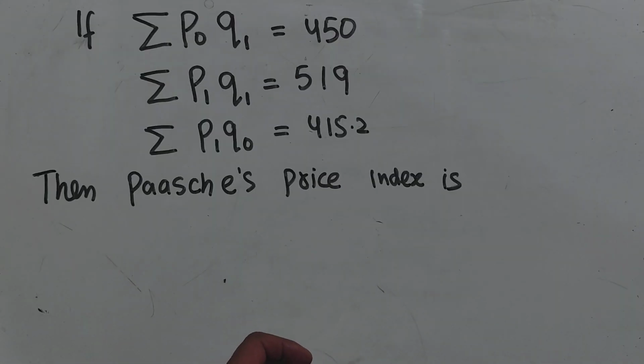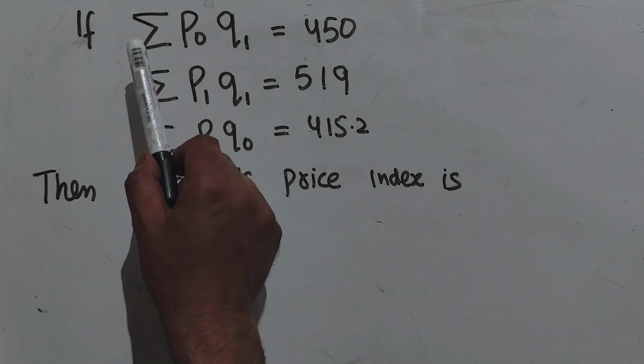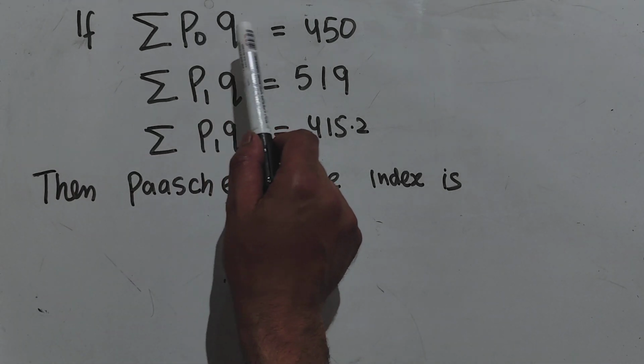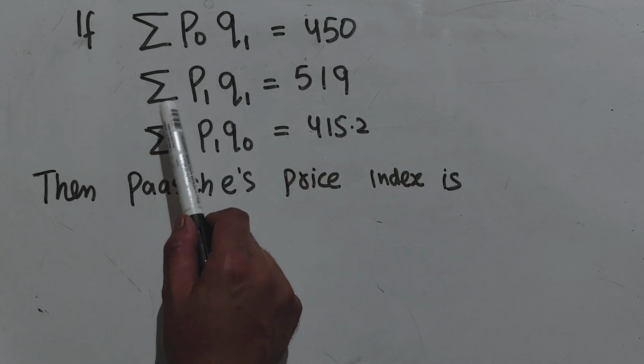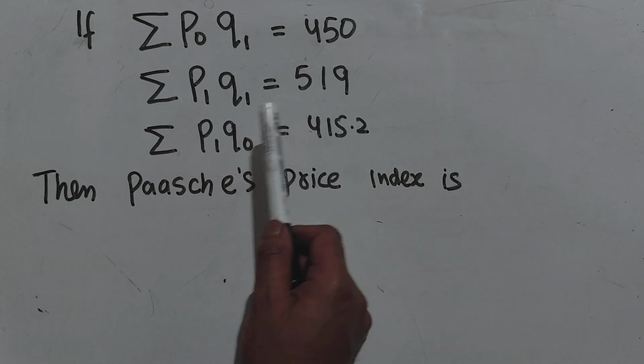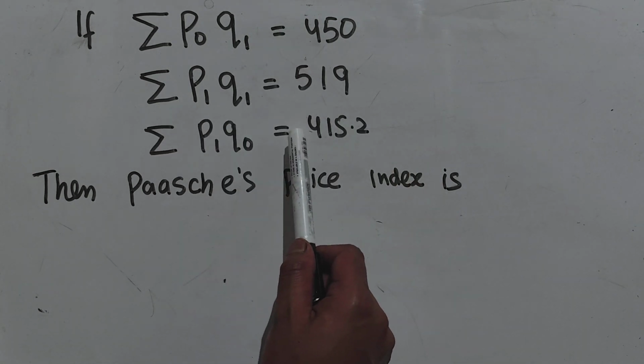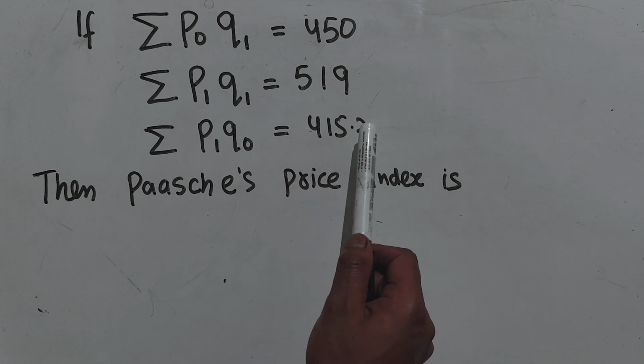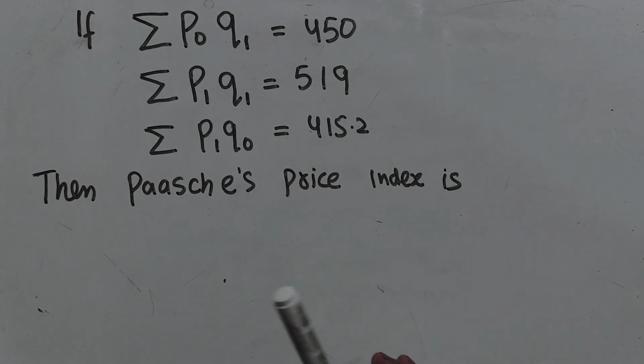The question is to find out the Paasche's price index. Suppose the summation of P0 Q1 is equal to 450, summation of P1 Q1 is equal to 519, and summation of P1 Q0 is equal to 415.2. We need to find out the Paasche's price index.